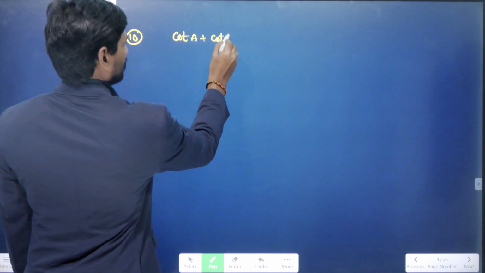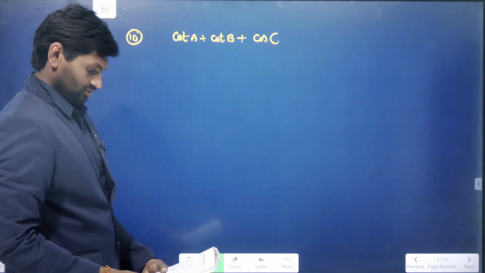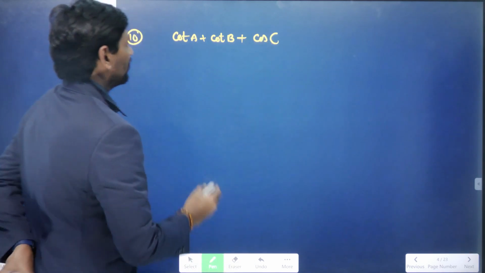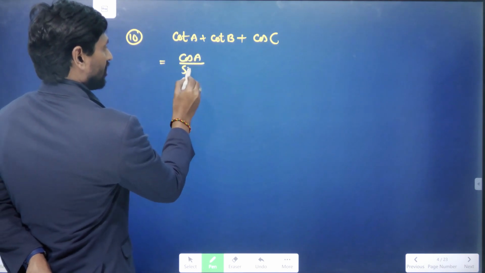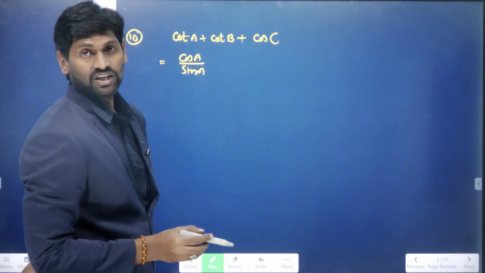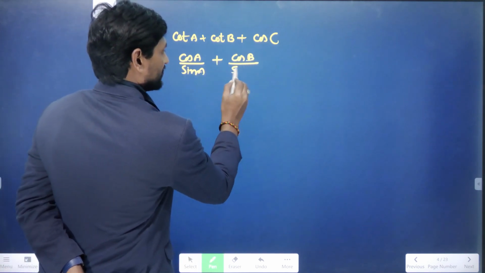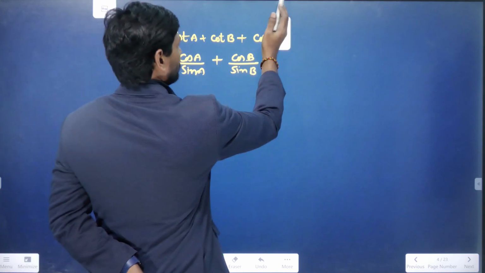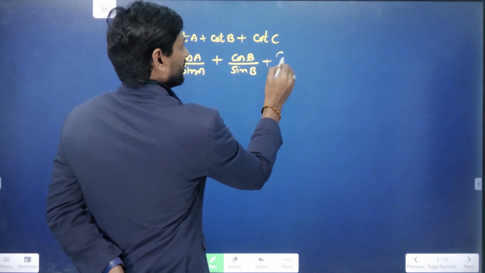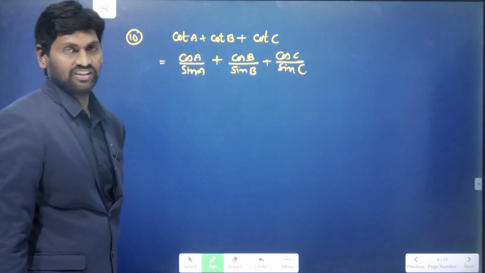I am using both the rules, the sine rule and the cosine rule. I am writing cot as cos by sine. Cot A is nothing but cos A by sin A, and cot B is cos B by sin B. Then similarly, cot C we can write as cos C by sin C. Cos by sin is nothing but the cot ratio.